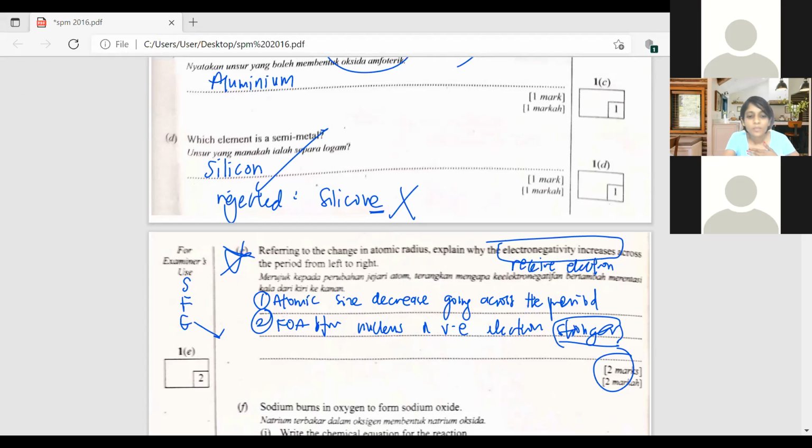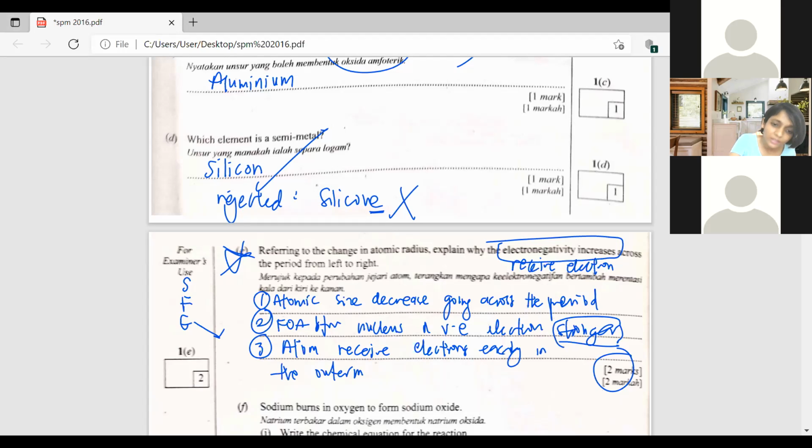Therefore, it is easier for the atom to attract electrons in the outermost shell. Very good. Okay, that's the exact answer. So the atom can receive electrons easily in the outermost shell. Okay, well done. Whenever it comes to across the period, students always get confused about how to answer.